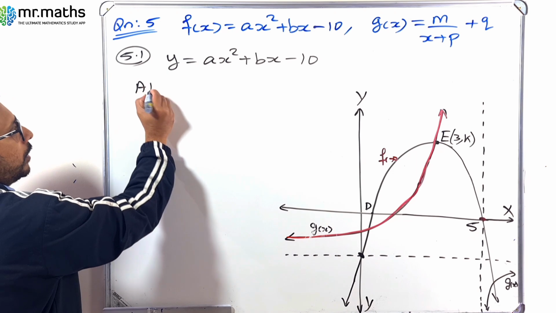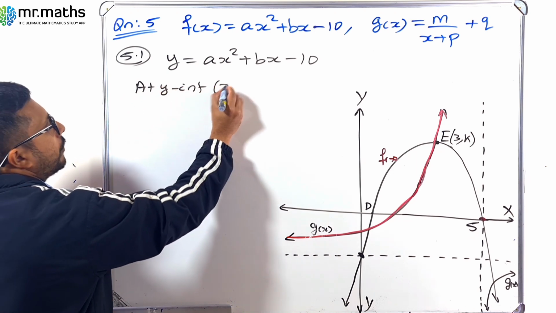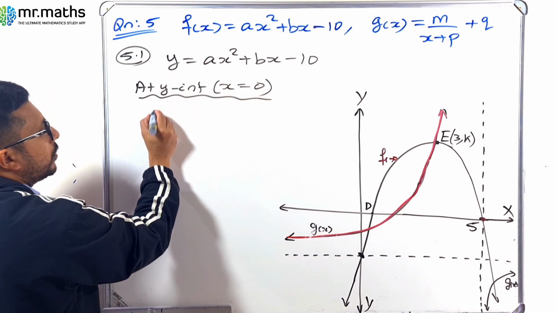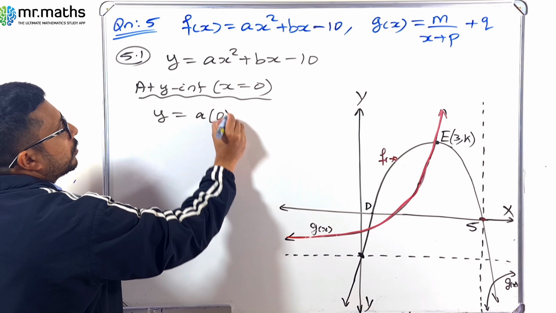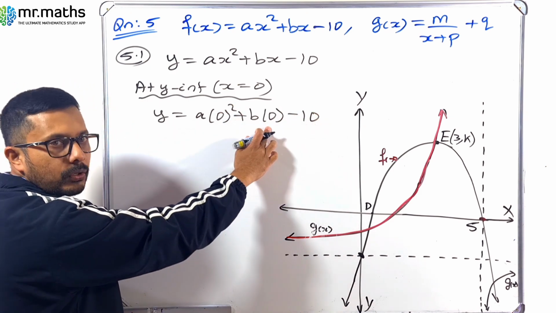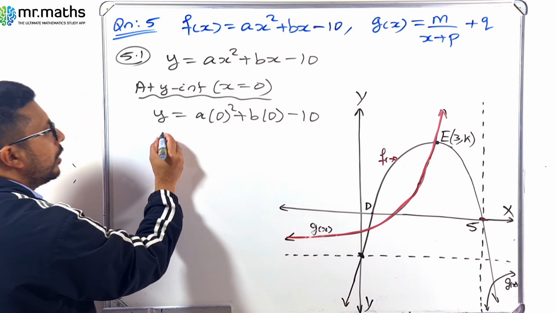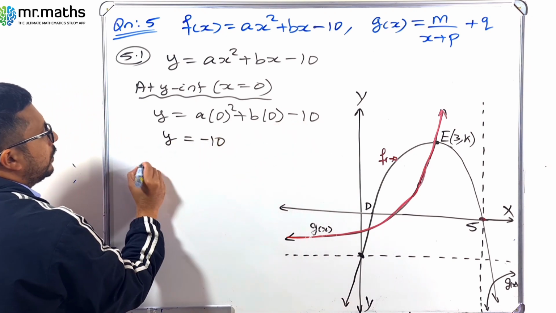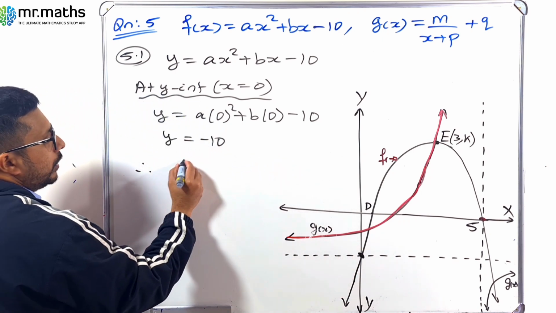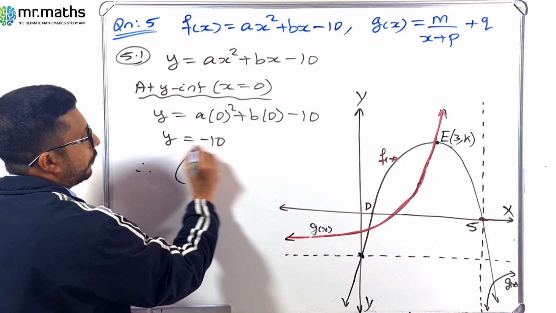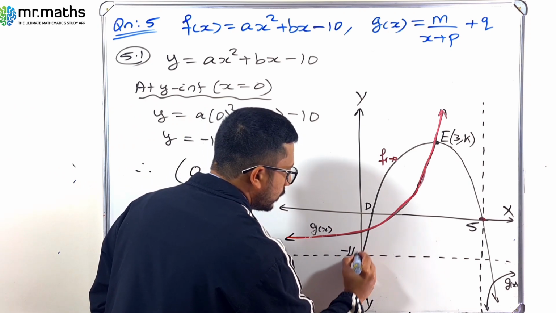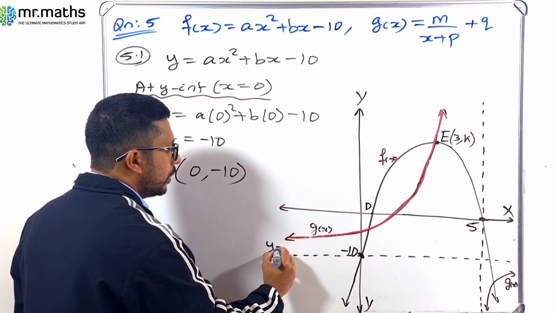At the y-intercept, what is the value of x? x is equal to 0. At the y-intercept, the value of x is 0. So substitute here: y is equal to a into 0 square plus b into 0 minus 10. This is 0, this is 0. 0 plus 0 is 0, and 0 minus 10 is minus 10. Is there any name for that point? No name. So therefore the coordinate is 0 comma minus 10. Here the y value is minus 10, that is the meaning.